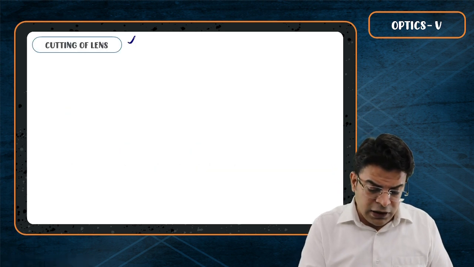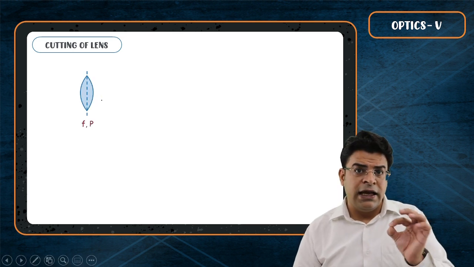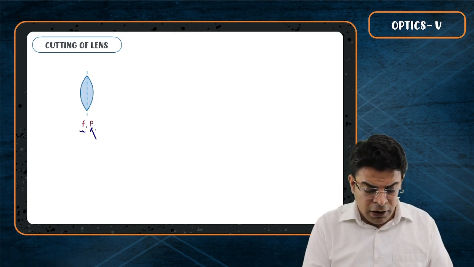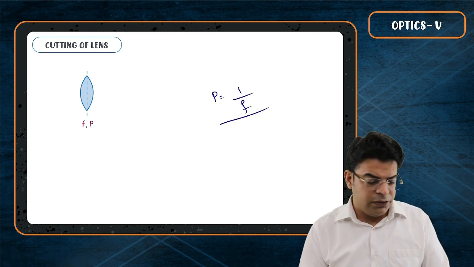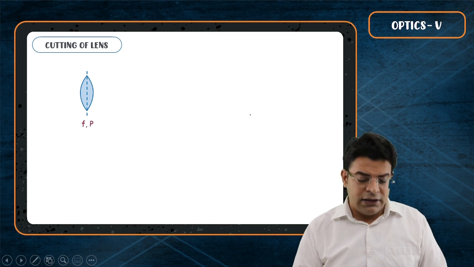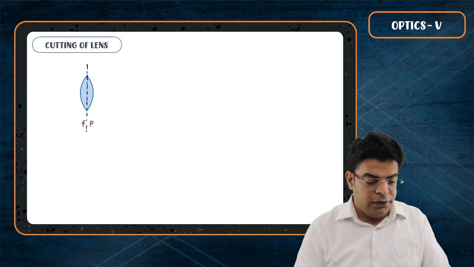Now, talking about cut lenses. Let's say you have got this lens. The lens has a focal length f and a power p. So you know that the power of the lens is nothing but 1 upon f. Now we have divided this lens into two parts by cutting it as shown in the figure.